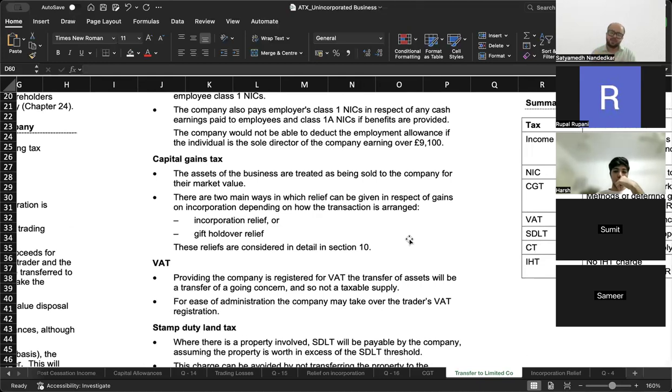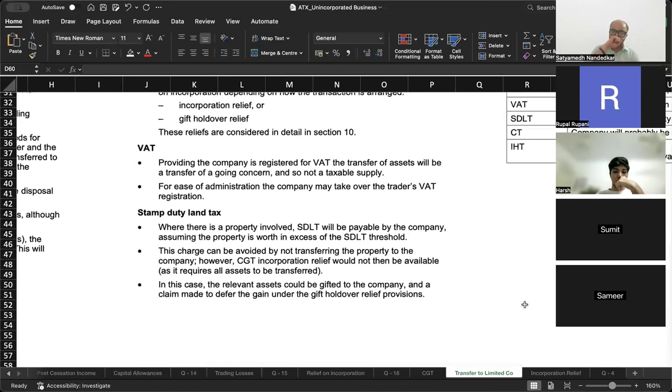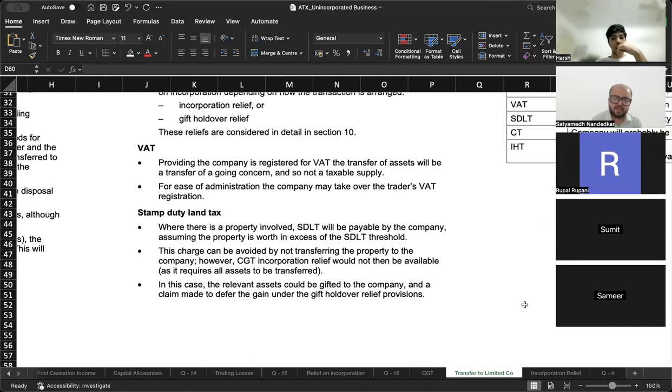Provided the company is registering for VAT, the transfer of assets will be treated as a going concern, so not a taxable supply. If it is considered as transfer of a going concern, SDLT, where there is a company involved, SDLT will be payable by the company assuming the property is in excess of the SDLT threshold. This charge cannot be avoided by not transferring the property to the company.